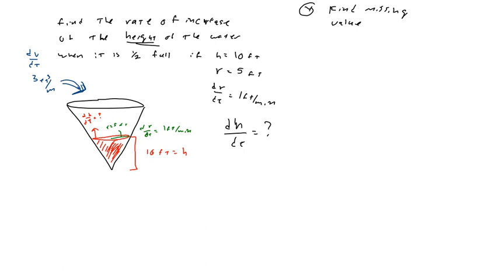So we got all this information, right? The radius is growing because the tank is filling, right? Radius is increasing. Height's increasing by some amount per minute. We want to find out what is the change of height.